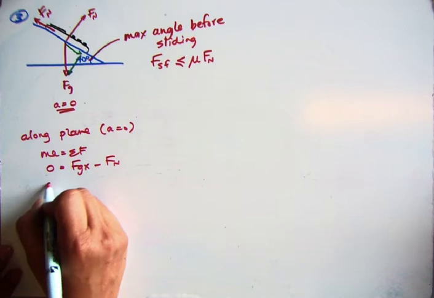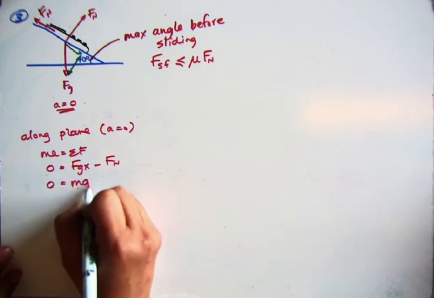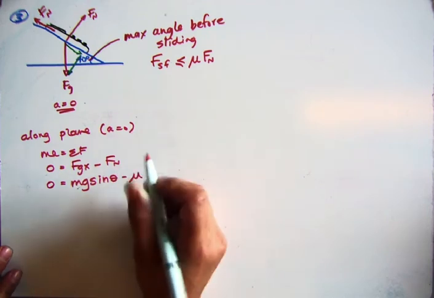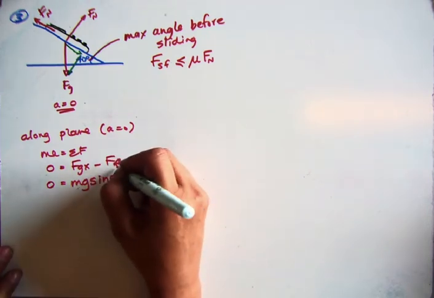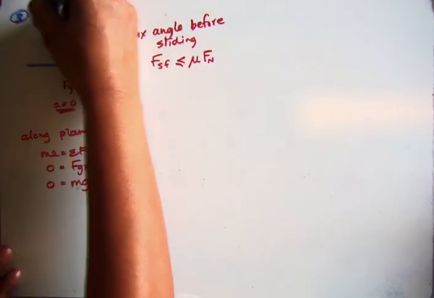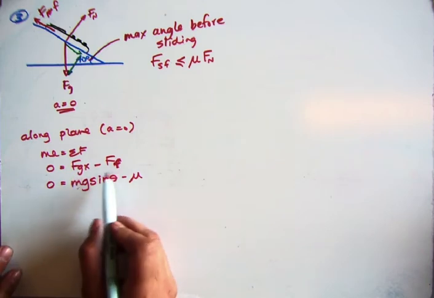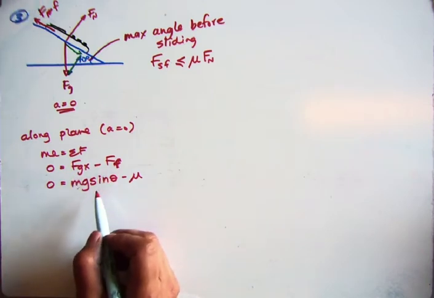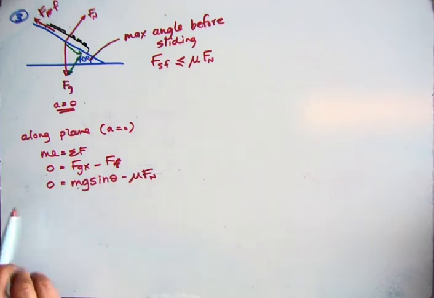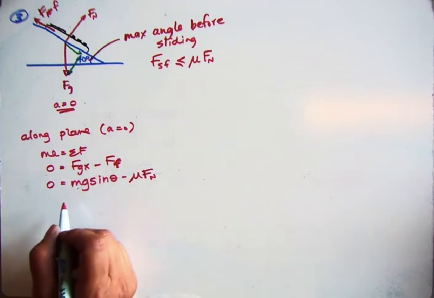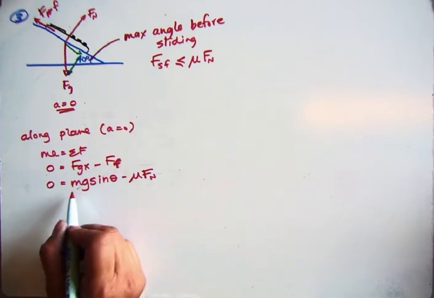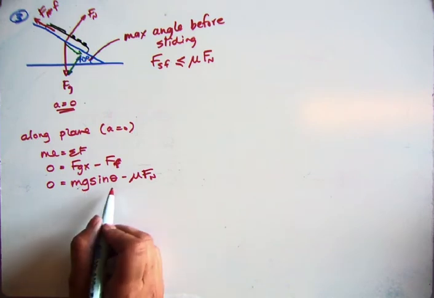So we know then that FGX is just going to be mg sine theta, and that Ff, sorry, I wrote Fn, this is Ff. So FGX minus the force of friction, not the normal force, and this is mu Fn here. So we're looking for mu, really. We know the mass, we know g, we know theta.